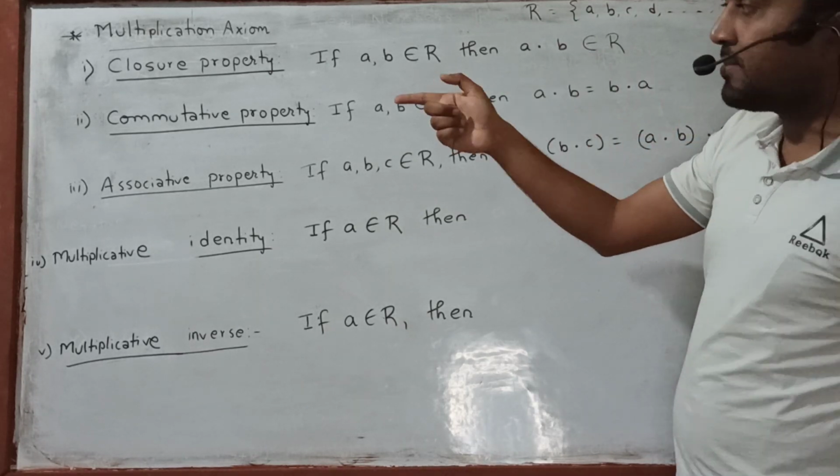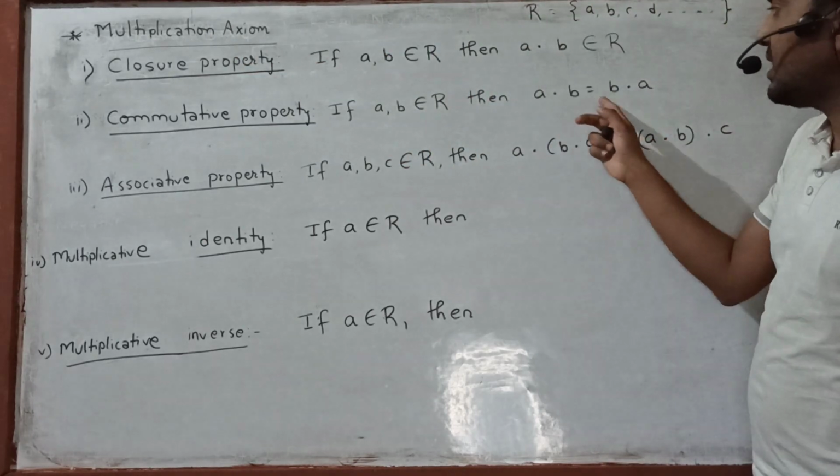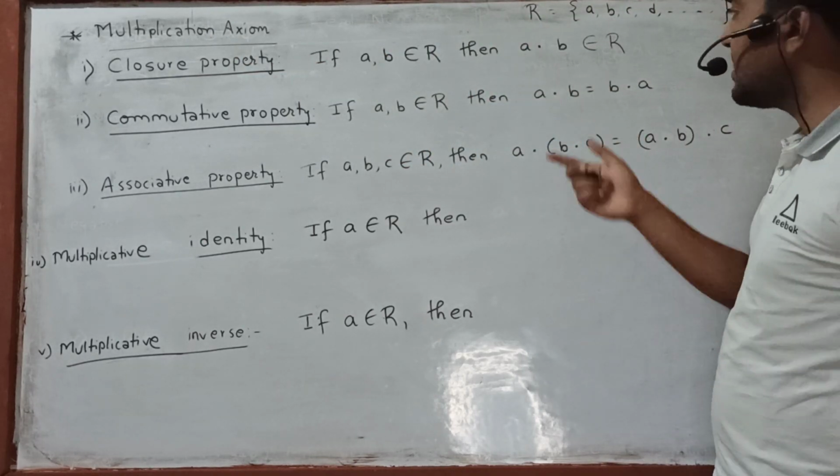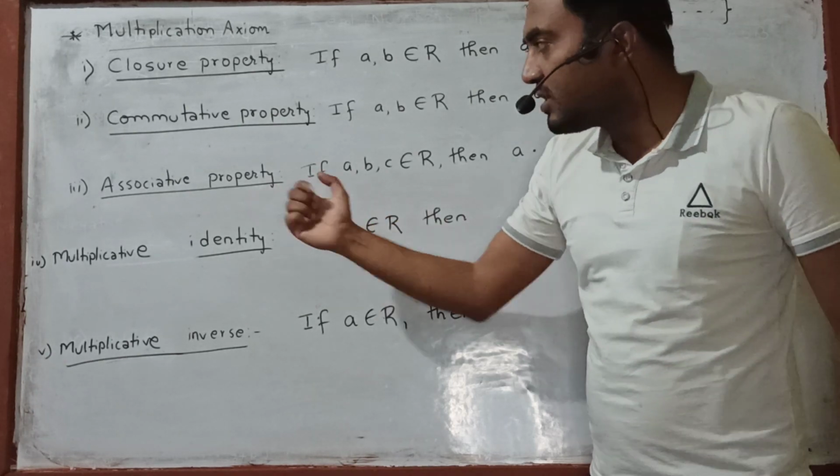That is the commutative property of multiplication. In addition it was a plus b is equal to b plus a, but in multiplication it is a into b is equal to b into a. Now come to the associative property.